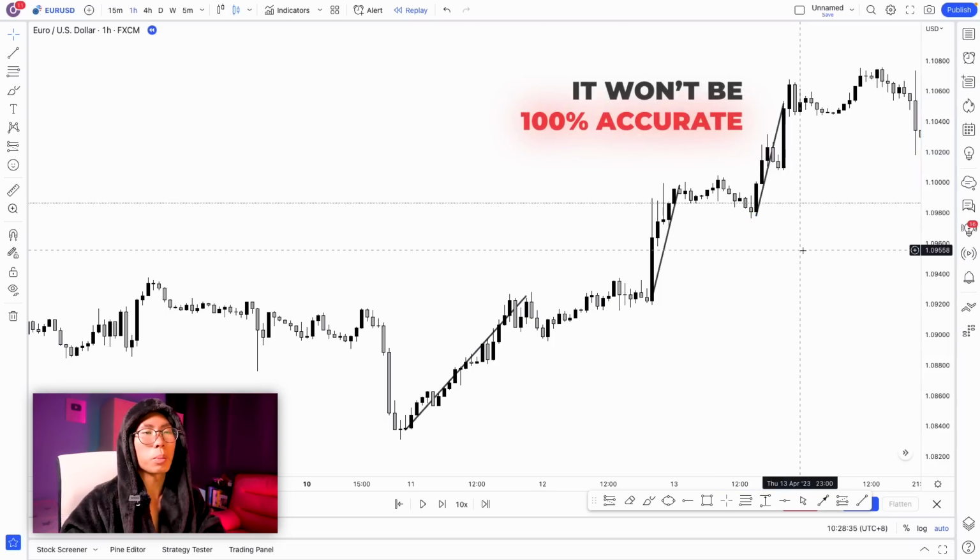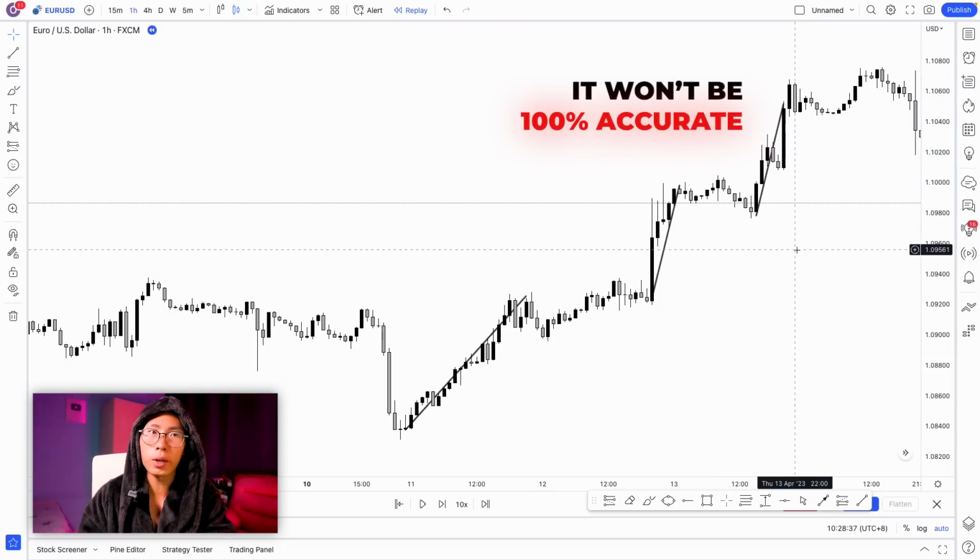You can see it's not going to be accurate 100% of the time, alright, because that's the point of technical analysis, right? It's not going to work every single time, but it gives you an estimate of where price is going to go next.